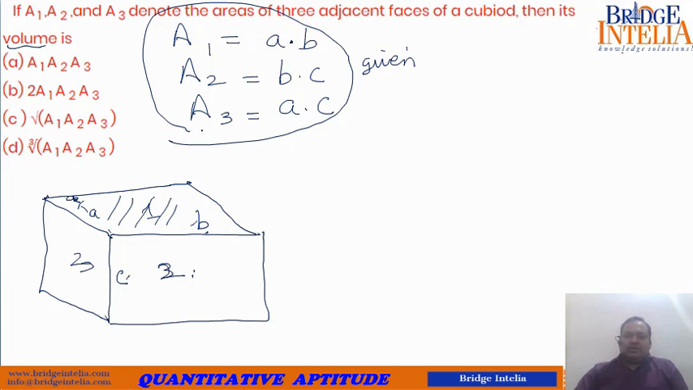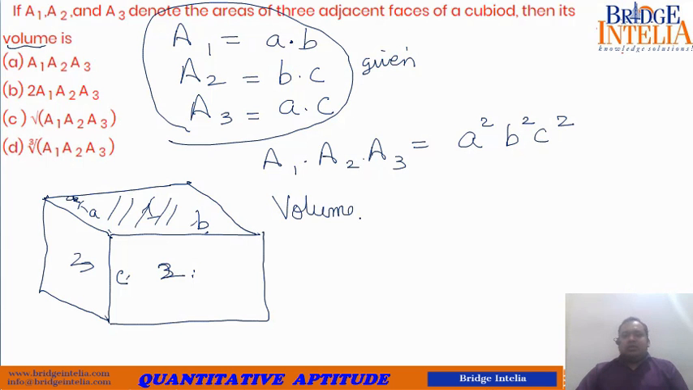So from here, if you multiply A1 into A2 into A3, what do you get? You get A square into B square into C square. So what is the volume of the cuboid? Volume of the cuboid is equal to A into B into C. So look here.